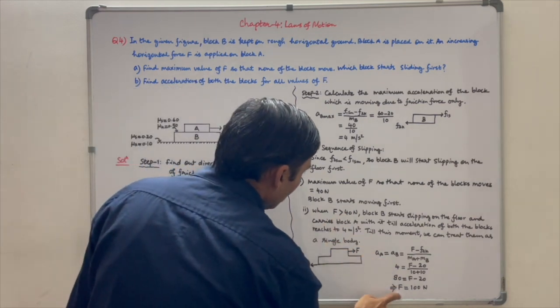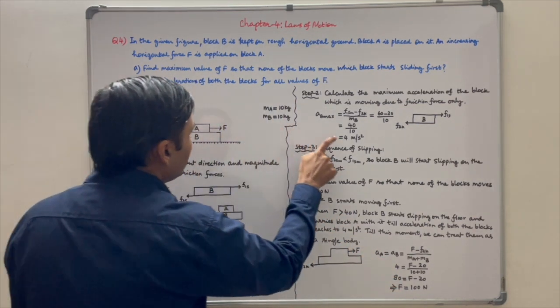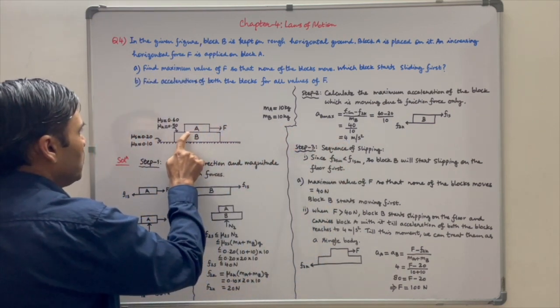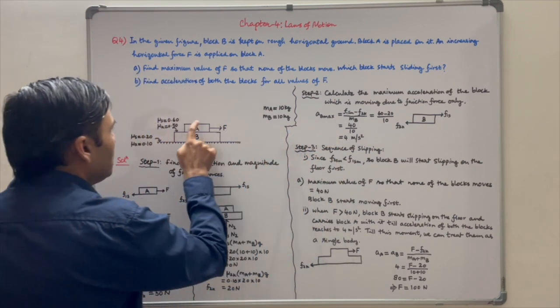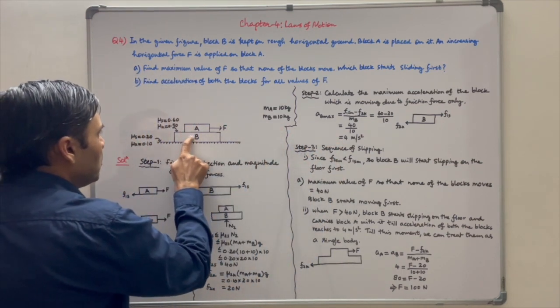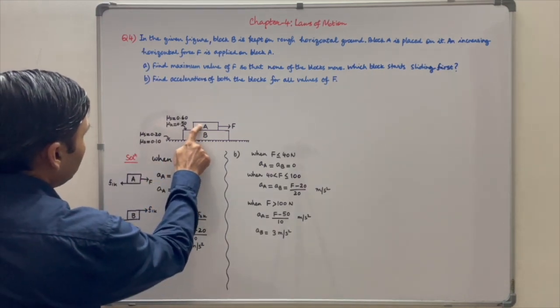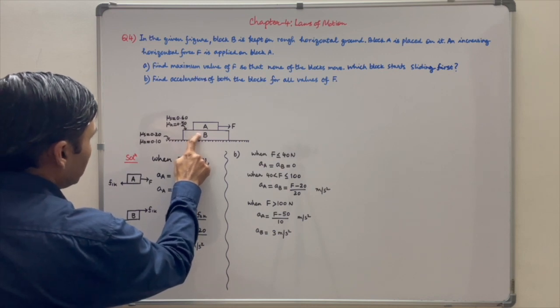When F is more than 100 Newton, block A will try to accelerate beyond 4 meter per second square. But maximum acceleration of block B is 4 meter per second square. As a result, block A will start slipping on block B. When F is greater than 100 Newton, block A will start slipping on block B. So we will treat them as separate bodies.